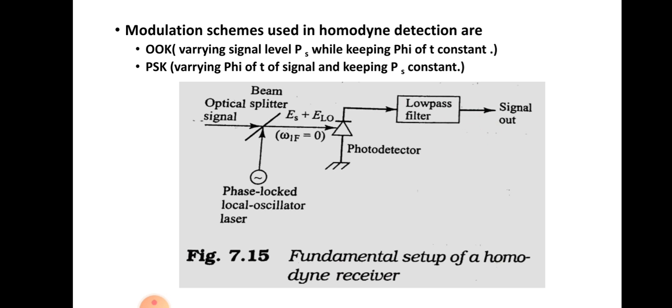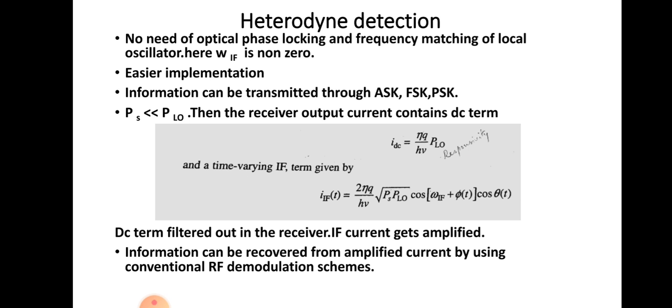And this is the basic structure of the homodyne receiver. Next we will go to the heterodyne receiver. The difference of the heterodyne detection from the homodyne detection is that there is no need of the phase locked loop. That is, no need of optical phase locking and frequency matching of the local oscillator. That means here omega IF is a non-zero quantity. In the case of homodyne detection, omega IF equals 0.